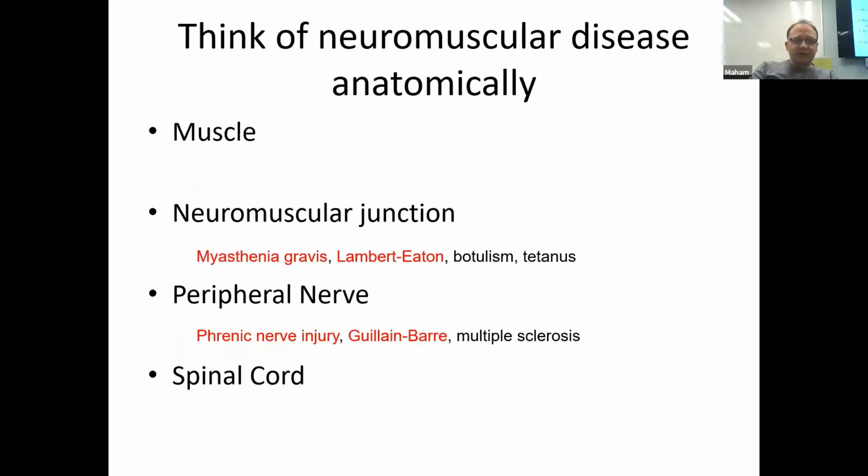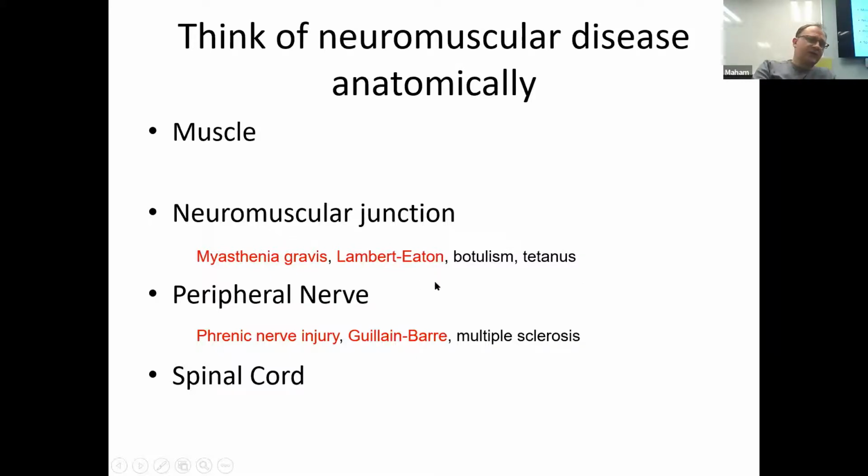I like to think of neuromuscular disease anatomically because these are all the places where the diaphragm can go bad. So muscle disease, myositis is a very common one, dermatomyositis, inclusion body myositis, that will affect the muscle itself. Neuromuscular junction diseases, myasthenia gravis being the most common of these. And always keep botulism and tetanus in mind. These like to show up on tests. These don't like to show up in real life.